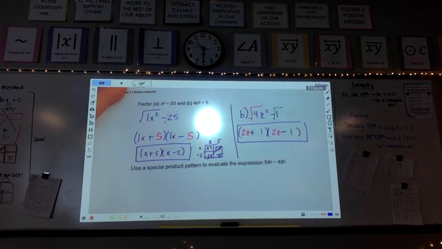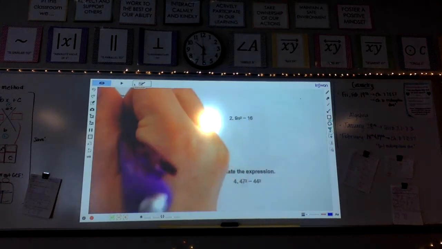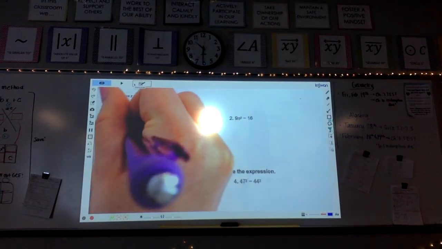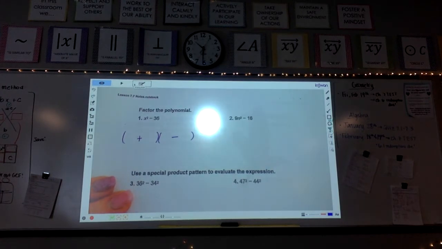We're going to try one more together, and I'm going to see if you can do number 2 on your own at the bottom here. We're going to skip the special product with the numbers thing. That's kind of silly in my opinion. All right, we got x squared minus 36. Two perfect squares, subtraction in the middle.